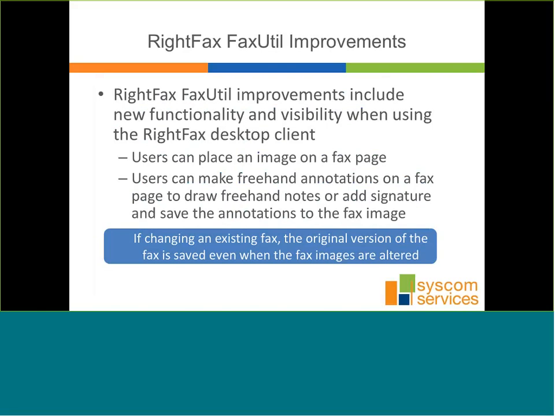So, for instance, that gives you the capability to be able to add a signature to a fax from within Fax Util. If you make changes to a fax in Fax Util, that is, you do any annotations, or you add an image to that particular fax, then the original version is saved, and then a second version is created. So, for instance, you want to send a fax and you have a JPEG image. You can just drag that image to the viewer and place it on the fax where you want it to be located.